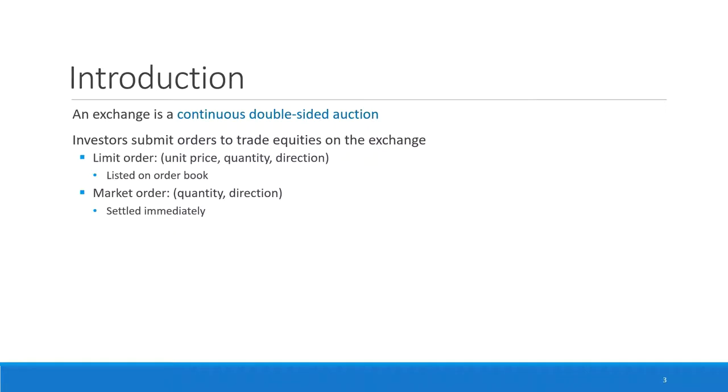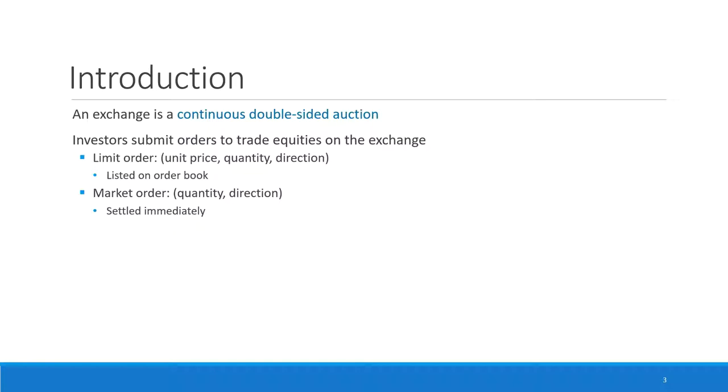In this type of auctions, we have an order book where investors submit their orders, and the orders have two types, either limit order or market order. So the limit order consists of a unit price, a quantity, and a direction. And these limit orders are listed on the order book. Another type is known as market order. It doesn't include a unit price.